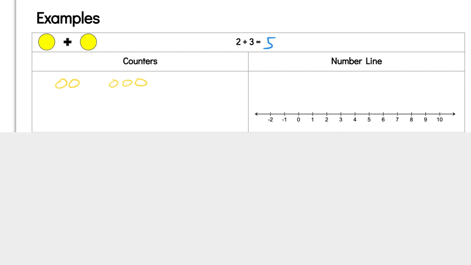On a number line, it would look like this. You start at 2, and you add 3 more. 1, 2, 3. You add 3, and the answer is right there.